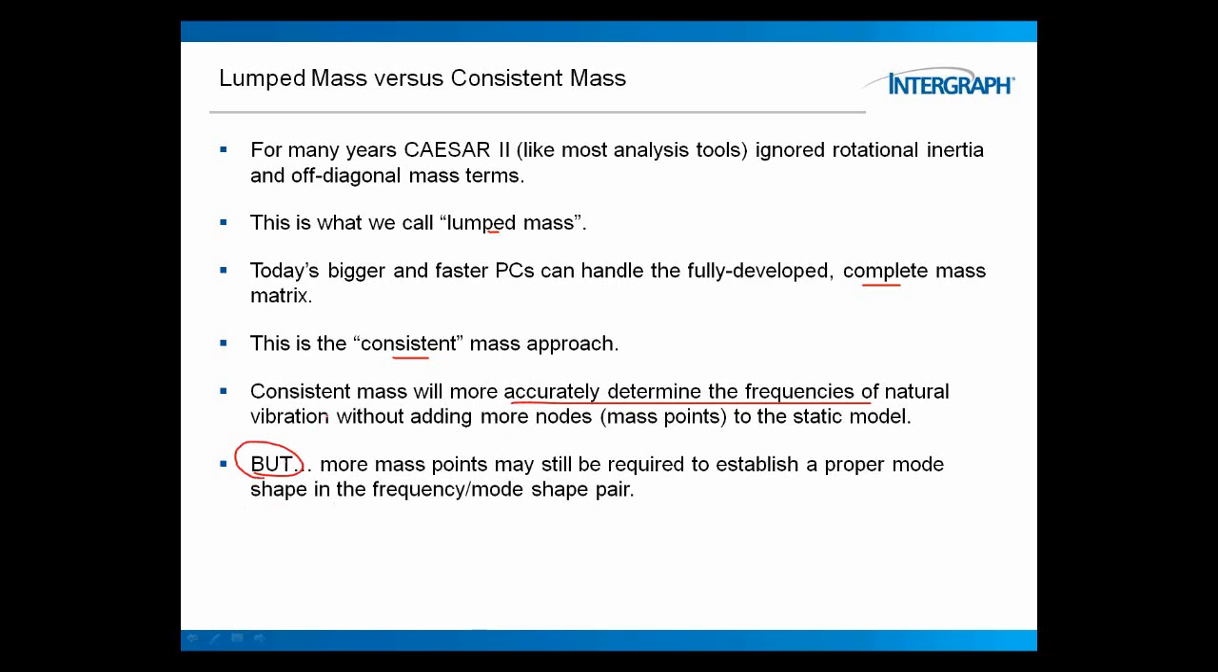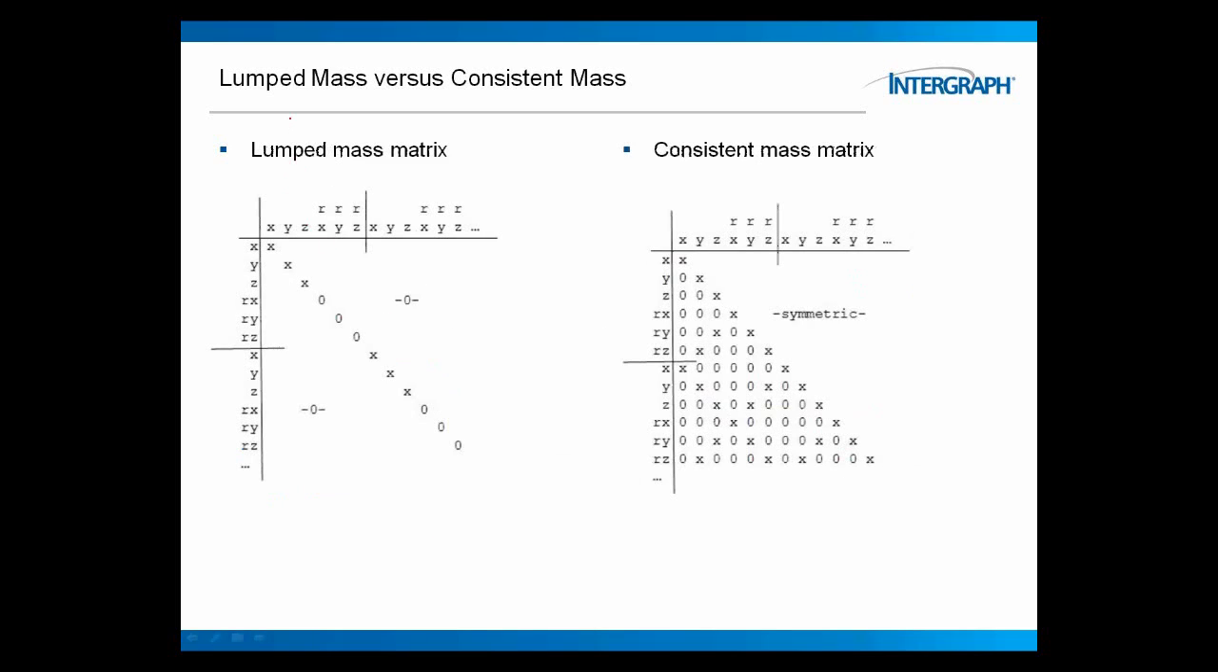Simply because you go to a consistent mass model will not allow you to assume that you have the proper mode shapes. You may need extra degrees of freedom in order to calculate the shapes of the piping system. So we'll have to talk about that later. So here's a simple illustration of lumped mass versus consistent mass.